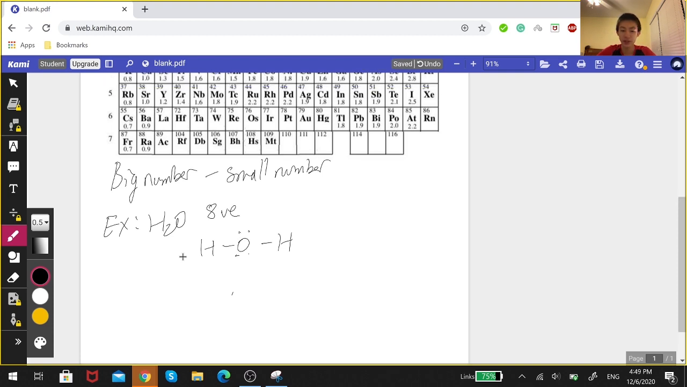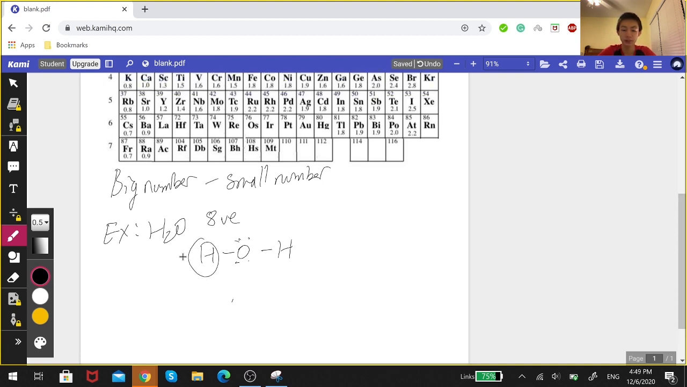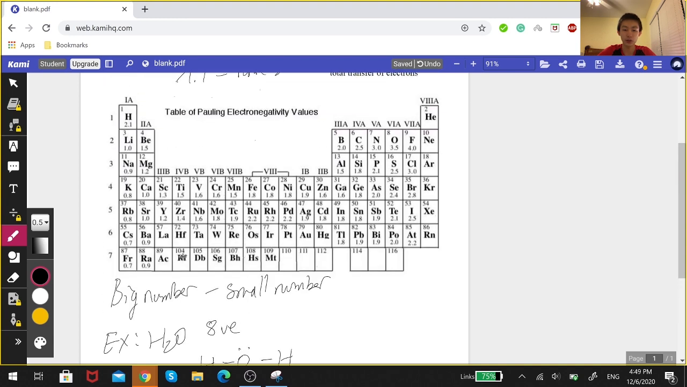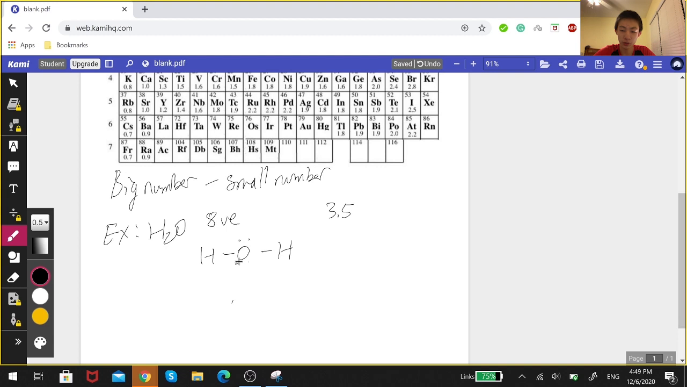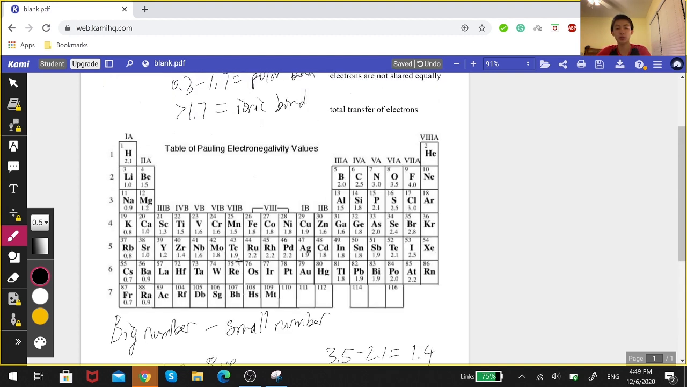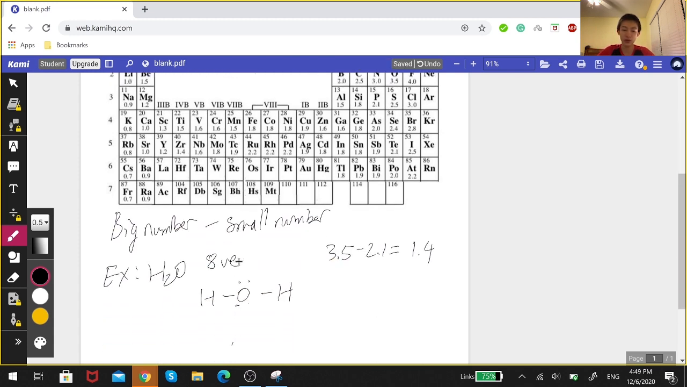Now, first let's find the bonding between H and O. H has a value of 2.1 and O has a value of 3.5. 3.5, the bigger number, minus 2.1 is equal to 1.4. 1.4 is in between 0.3 and 1.7, so we know these two form a polar bond.